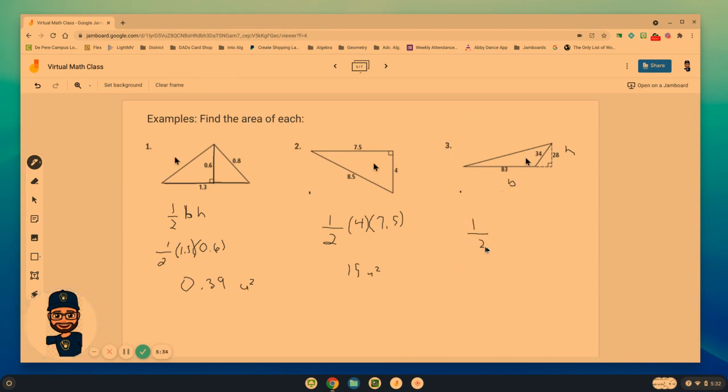1/2 times 83 times the 28. If I multiply those three together, 1,162 square units. So hopefully you can see in those examples very quickly why we have to identify the base and the height so that we're not using some of the other information that they give us.